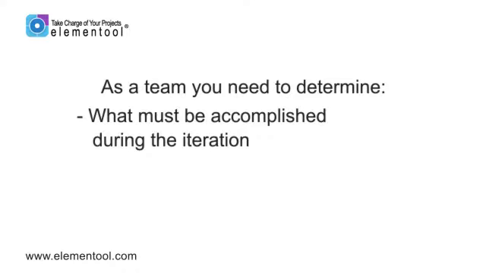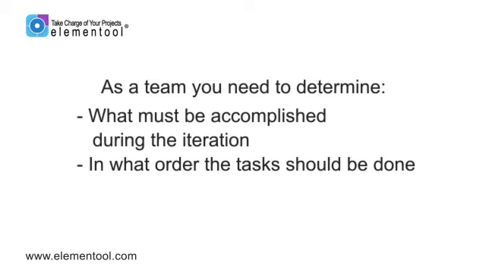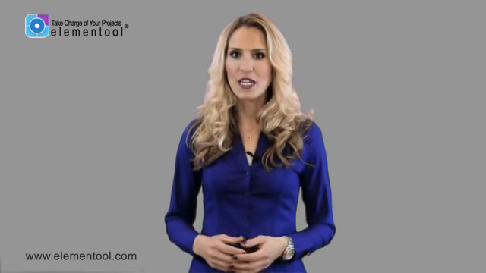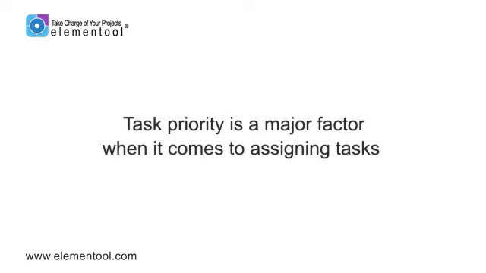Once an iteration begins, you'll want to start assigning tasks to team members based on the iteration length, the task priority, and the time required to develop these tasks. As a team, you need to determine what must be accomplished during the iteration, in what order the tasks should be done, and who should do them. Team members should choose tasks based on their availability, also taking their teammates' availability into account. The estimates of how long each task should take will make it easier to decide who will be assigned which tasks.